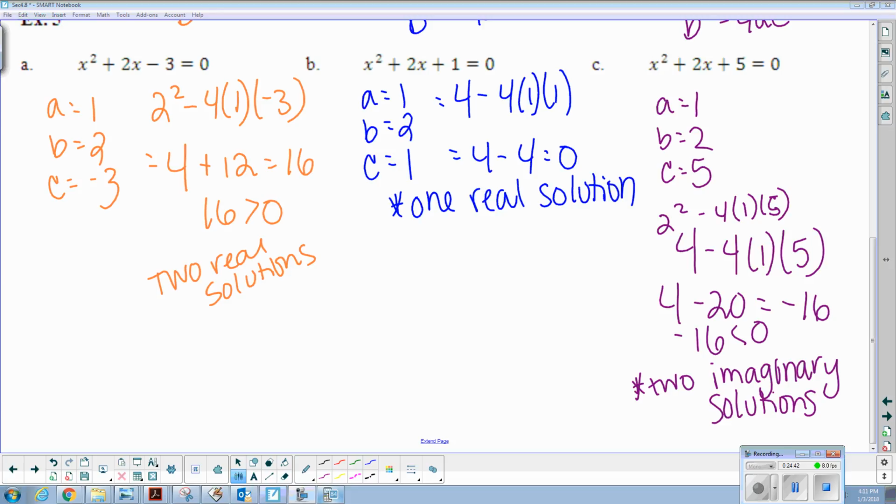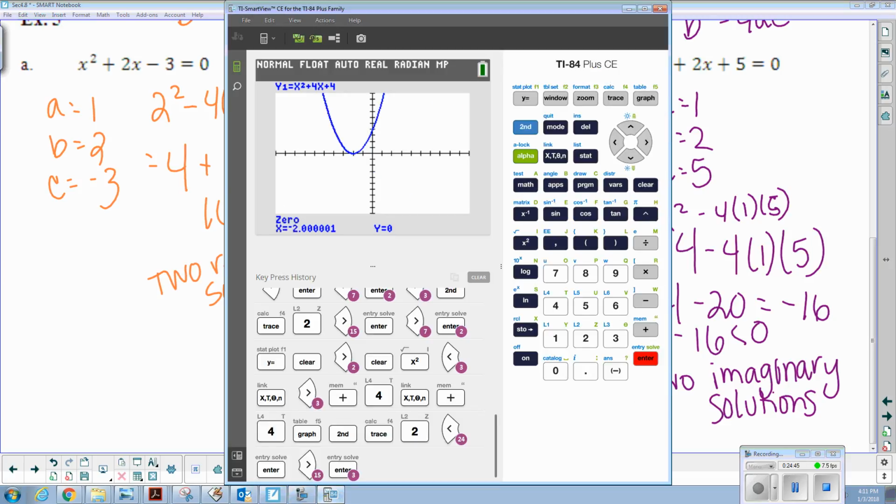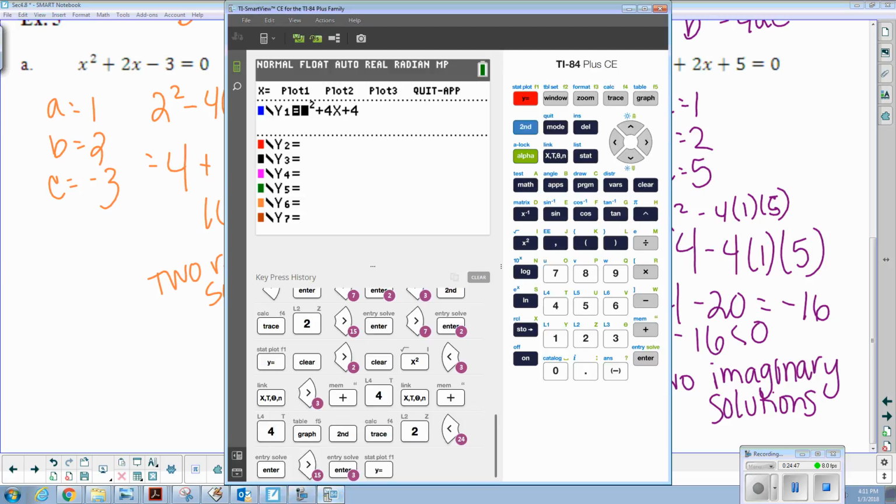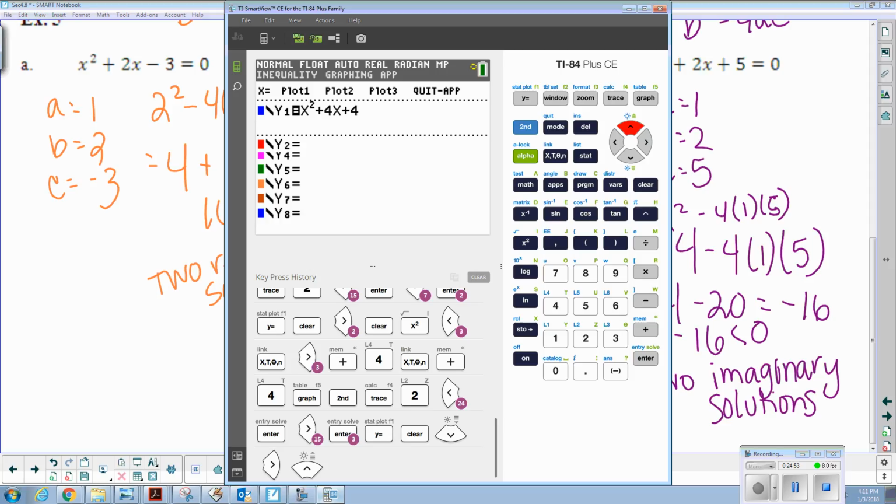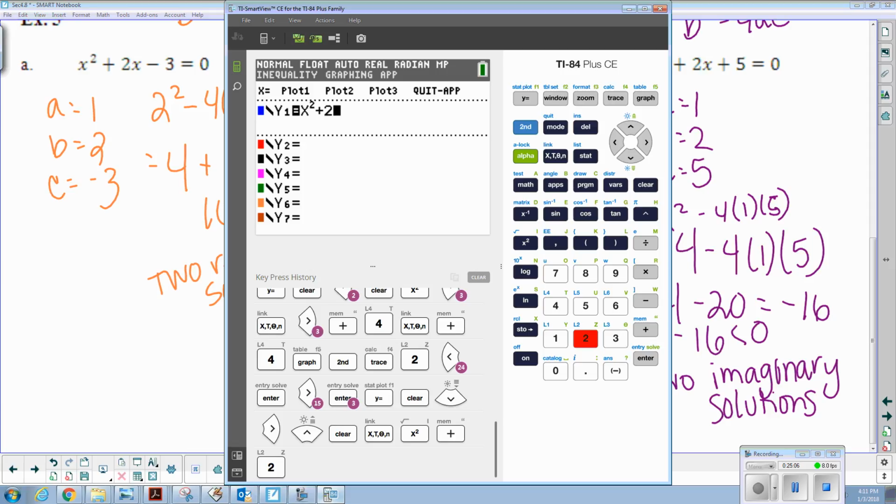So now if you go to your calculator and you plug those all in, and I'm just going to do it all at the same time because I have color coordinated. So my blue one, I'm going to do for the first one, and that was x squared plus 2x minus 3.